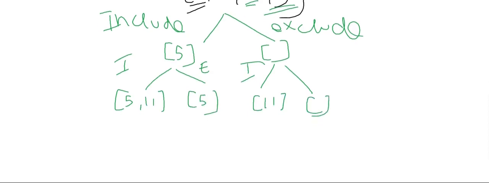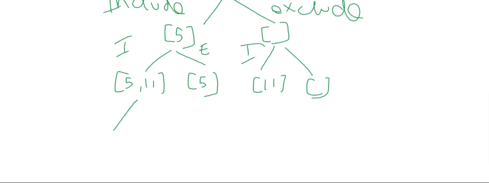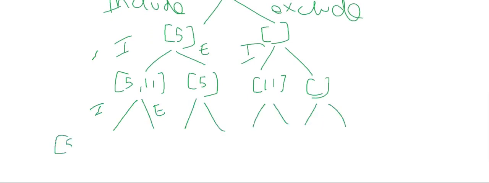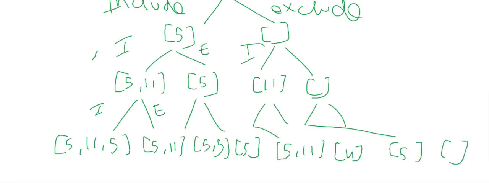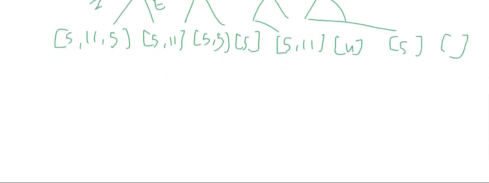I move on to the next element, which is 5. Again, include, exclude for each. If I include 5, then I have 5, 11, and 5. If I exclude 5, I have 5, 11. If I include, I have 5, 5. If I exclude, I have 5. If I include, I have 5, 11. If I exclude, I have 11. If I include, I have 5. If I exclude, I have empty. And then I go on to 1.